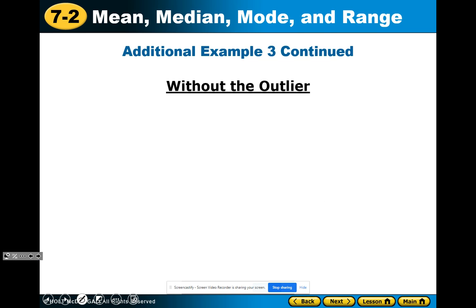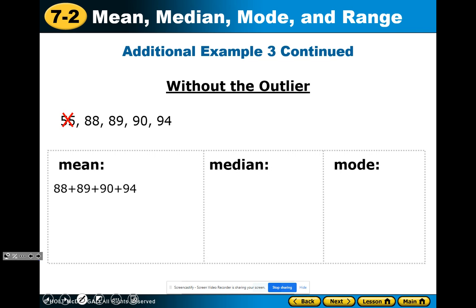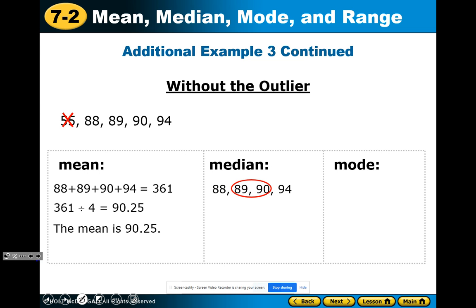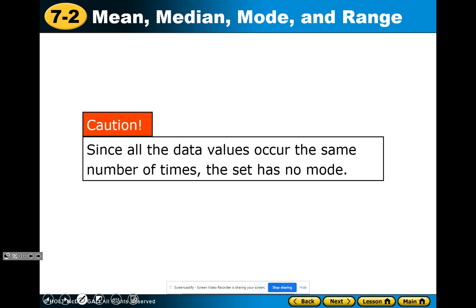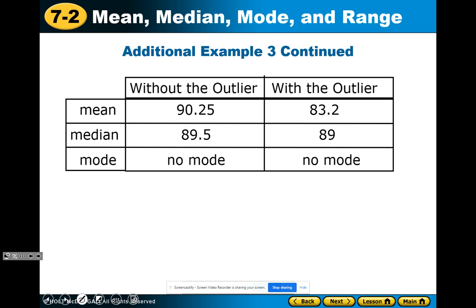Now let's look at it without the outlier. So we're doing it with 4 numbers. 361, wow, the average is much higher, right? By like 8 points, or 7. The median goes to 89.5, right? And the mode, there still is no mode. Since all the data values occur the same number of times, the set has no mode. You knew that. We look at it in the chart.